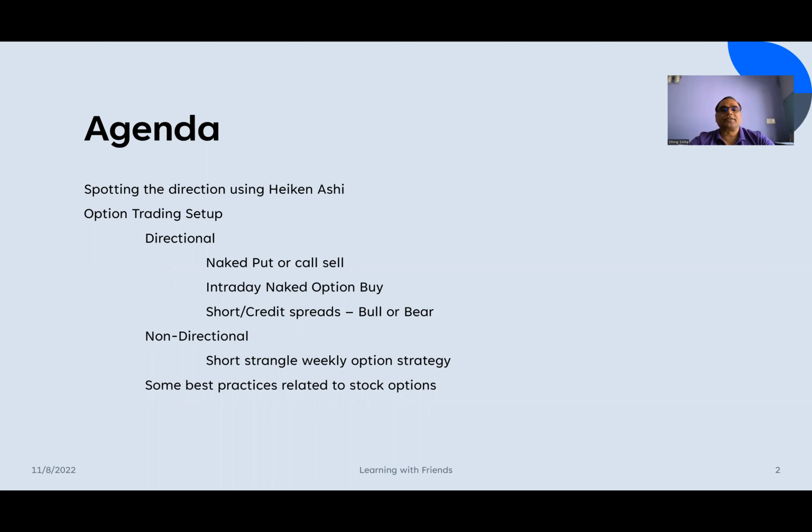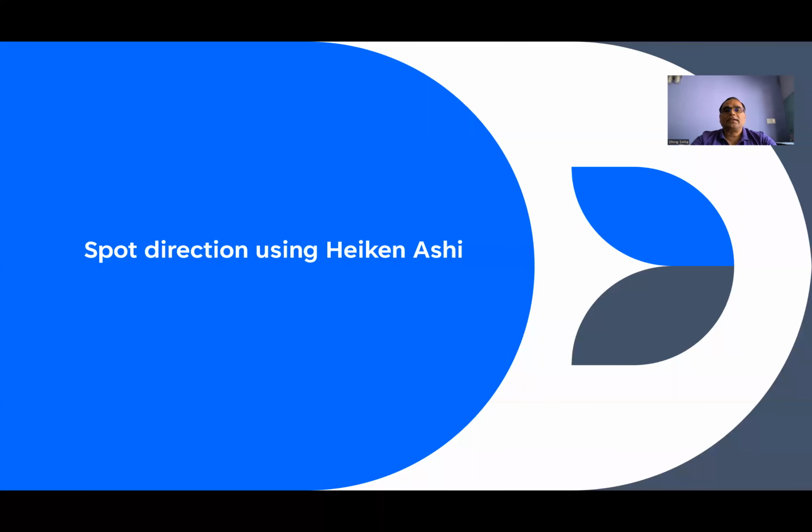I'm also going to discuss one of the non-directional setups, which some of you may be familiar with. Obviously, this has been learned through eLearn Markets videos and some of the other experts who have talked, but I've maybe made some modification to that. So that is the non-directional strategy I'm going to talk about. And then finally, I'm going to talk about some of the best practices I follow with respect to stock options.